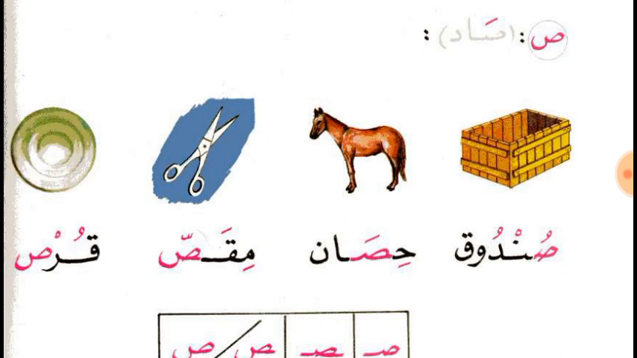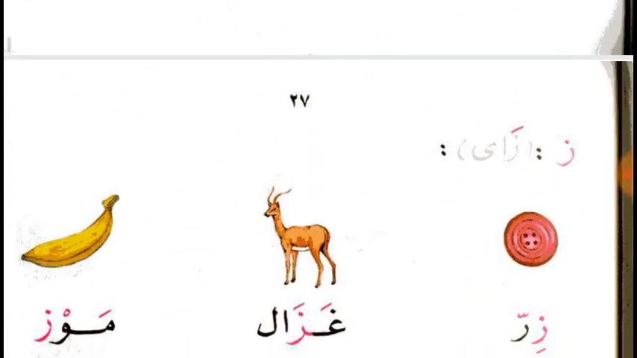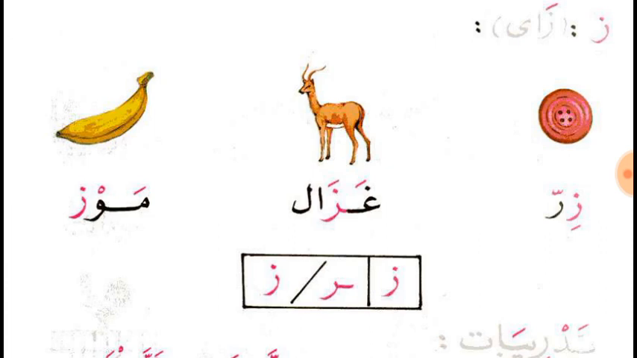Miqass, scissors. Kurs. What does kurs mean? Kurs means a tablet that we eat as medicine, or kurs also means a disc that is used in some sports, like I think in ice hockey, I'm not sure. Okay, then we have za, read this za.